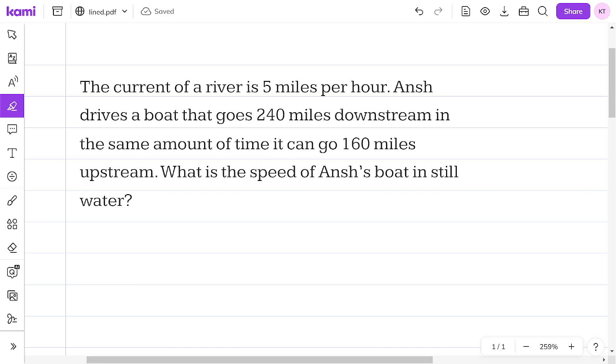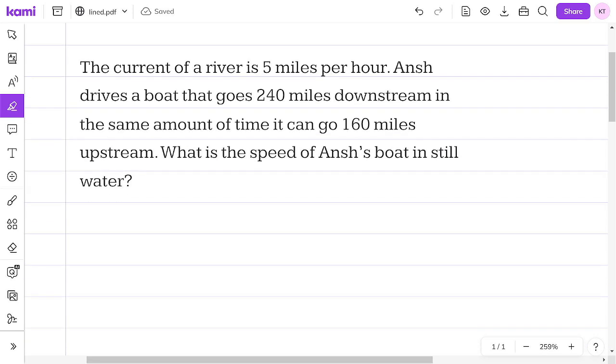So let's go ahead and first just break down the information that we need. We have the current of a river is 5 miles per hour. And then Anch can drive a boat that goes downstream 240 miles in the same amount of time that it can go 160 miles upstream. And we're looking for the speed of Anch's boat in still water.